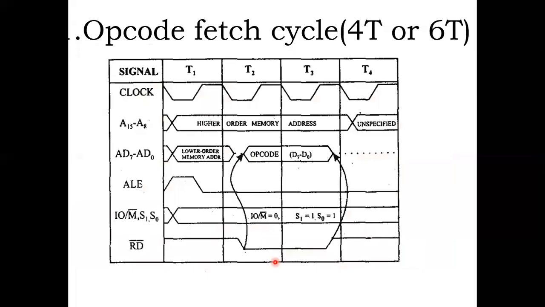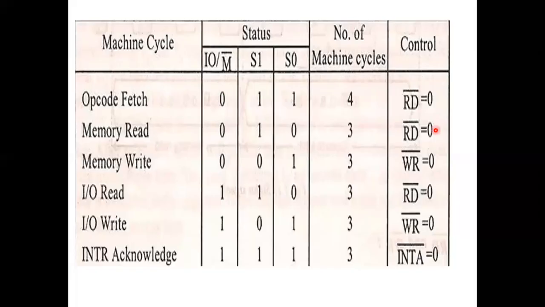Here all the control signals are active low signals. That means if these values are 0, the control signal will be enabled. RD bar equal to 0 means the read process will be defined. WR bar equal to 0 means the write process will be defined.